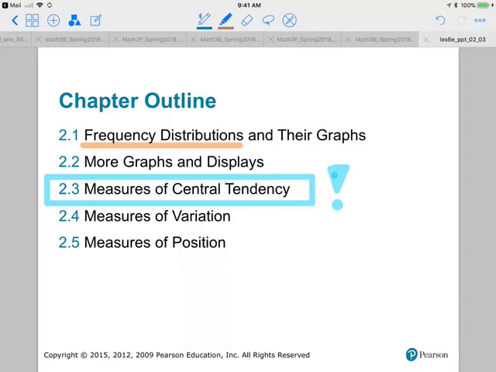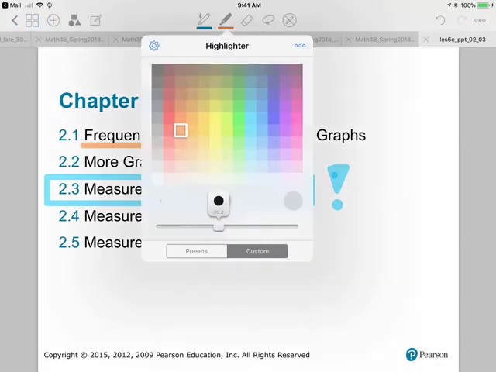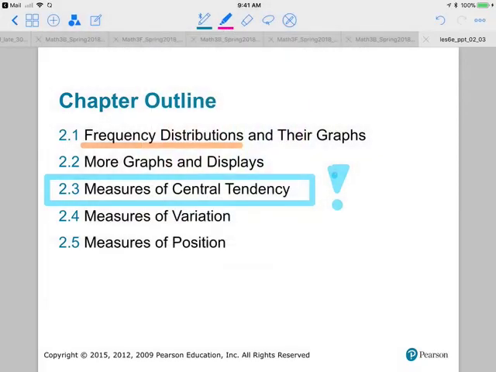So now we're going to talk about how to classify data. One of the key things that you're looking for when you're classifying data is the center of the data. So you want to say, where's the center of the data? Another thing is you want to look at how spread out the data is. What's the spread of the data? And last, you want to look at the position of the data.